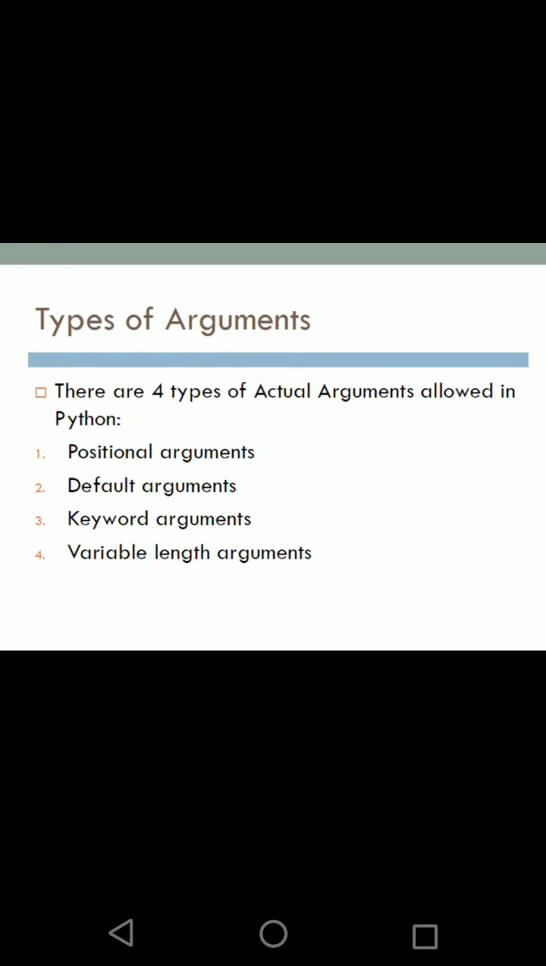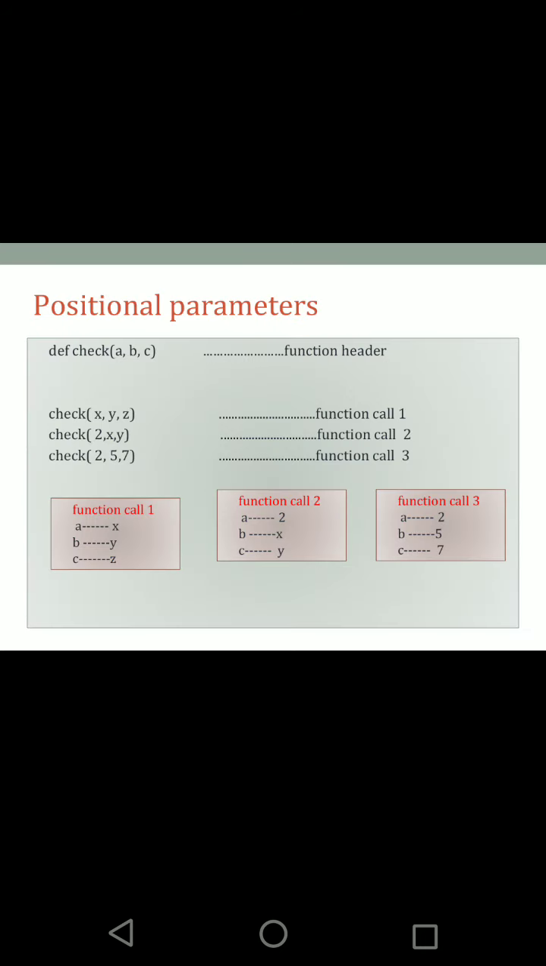Now, we can pass four types of arguments through the function call. What are they? They are positional arguments, default arguments, keyword arguments, and variable length arguments. We can see them one by one.